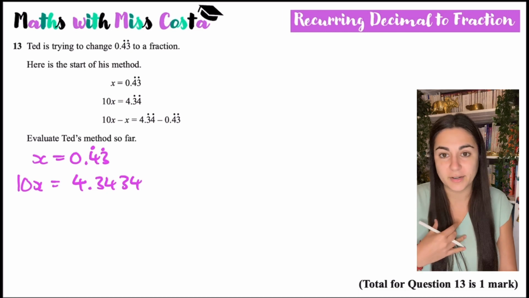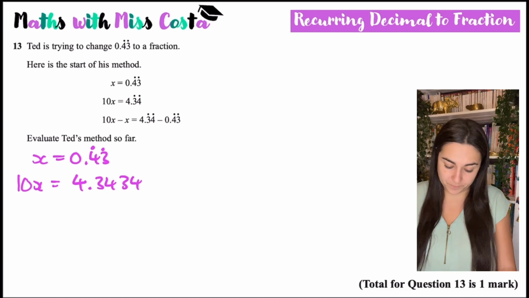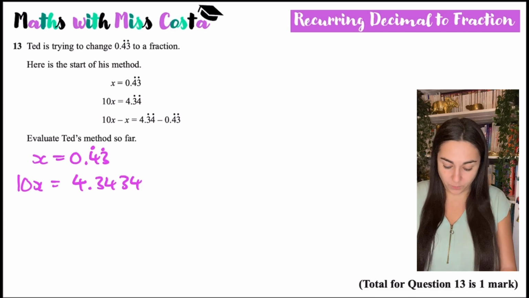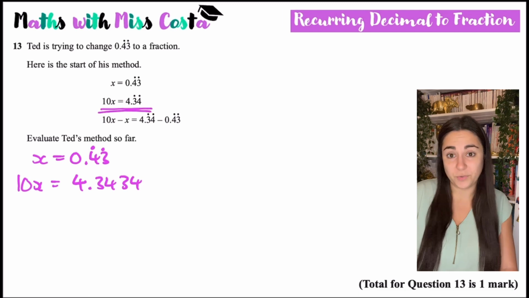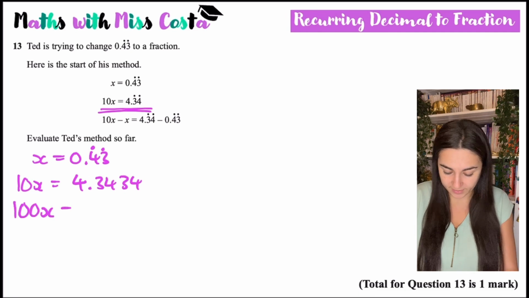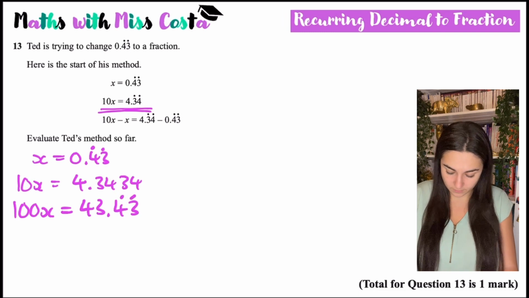Now, the whole point of recurring decimals is that you're trying to get to a part where you can eliminate the decimal. So whatever's after the decimal point, the recurring part needs to be the same. Obviously 0.43 is not the same as 0.34, so that doesn't work. So that's why Ted's method isn't working. What I would do then is be like, okay, they don't match up, so let's try 100x. So that would be 43.43 recurring. So you've got the same recurring decimal after the decimal point.